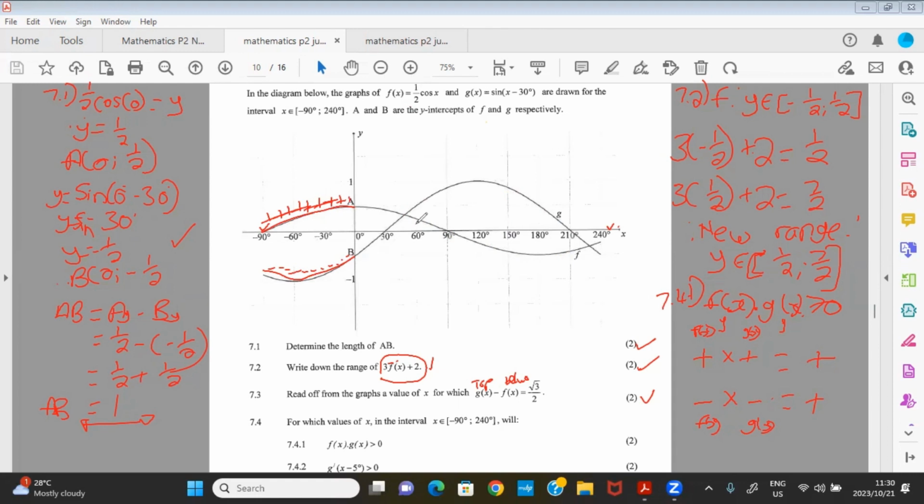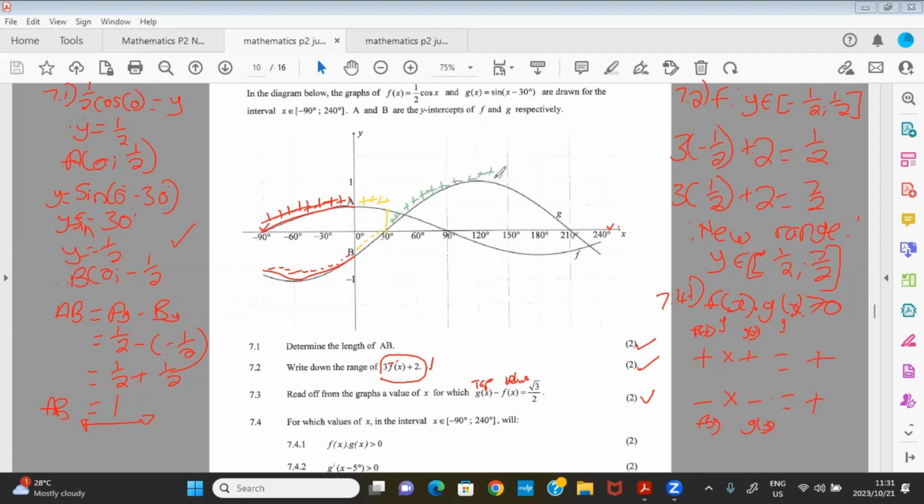And then, until 30 now. Let me change color. So moving until 30, my f is still positive, my g is negative. I'm just analyzing with you guys here. Then from 30, I can see that my g starts to become positive. So I have positive values of g.